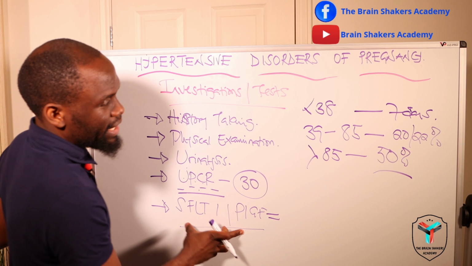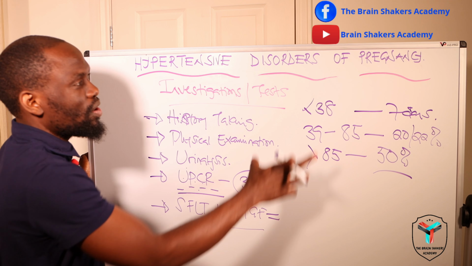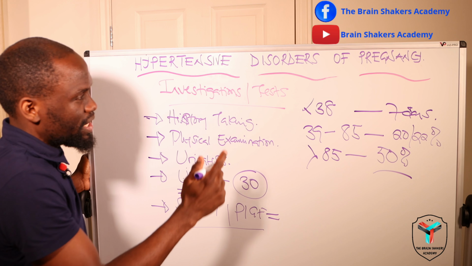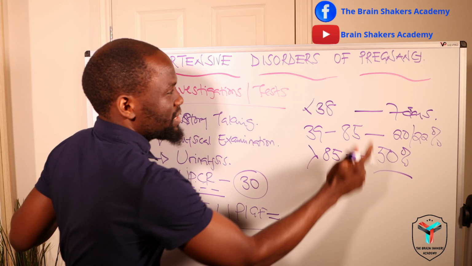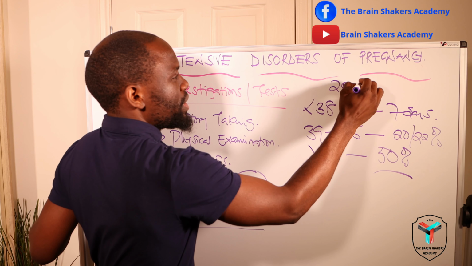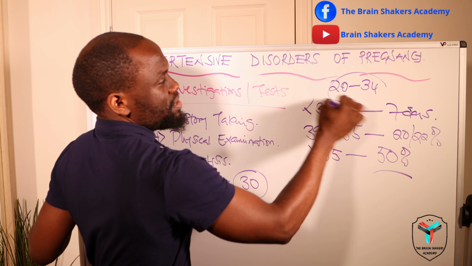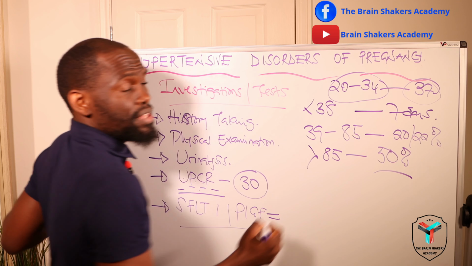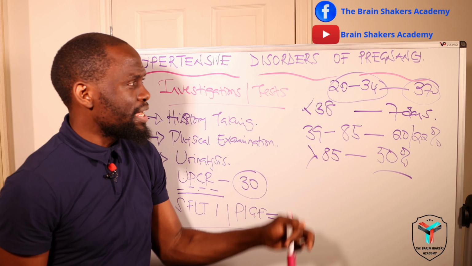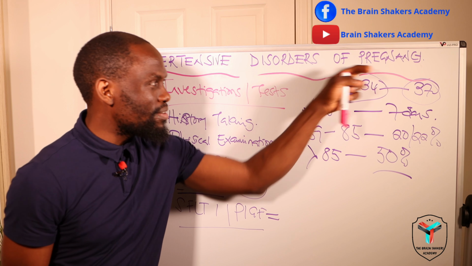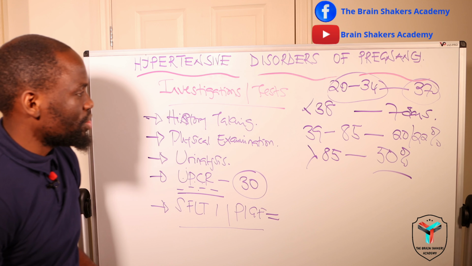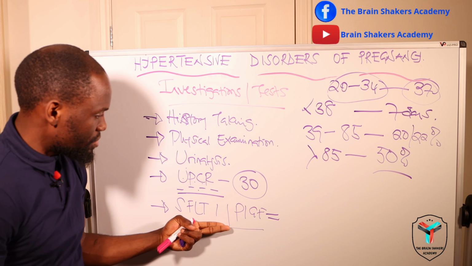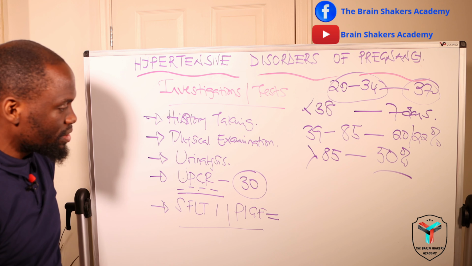So this can also be helpful in determining what type of hypertensive disorder you're having, but it is most effective when done at about 20 to about 34 weeks. I think it can still be extended to about 37 weeks, but it is more effective and more accurate if done around that particular gestational age. So that is the SFLT1 and the placental growth factor.